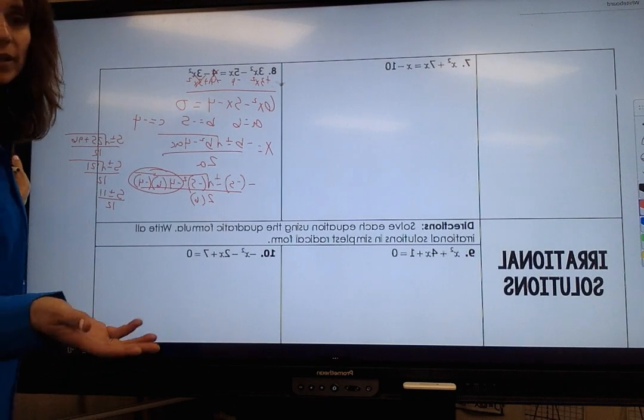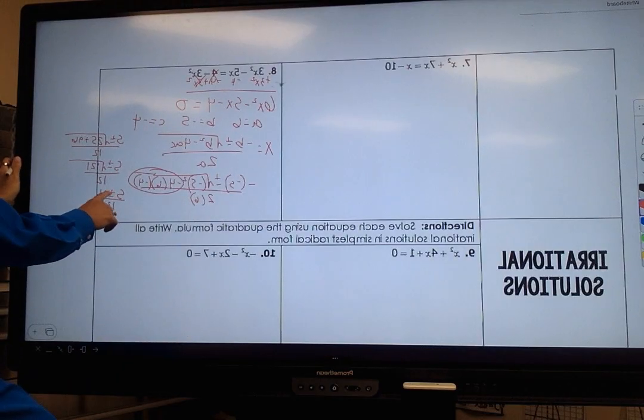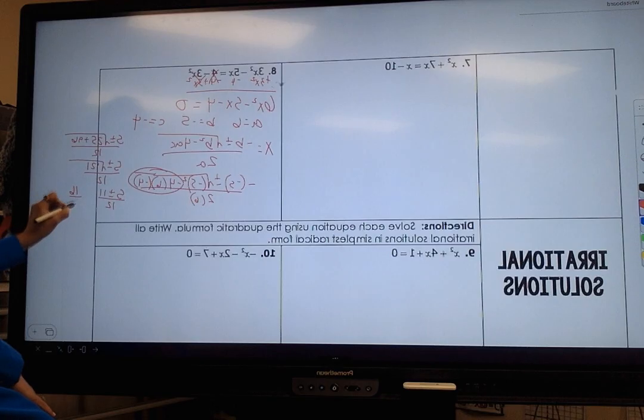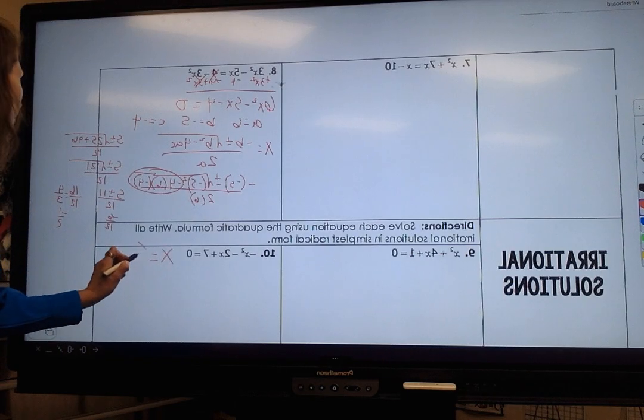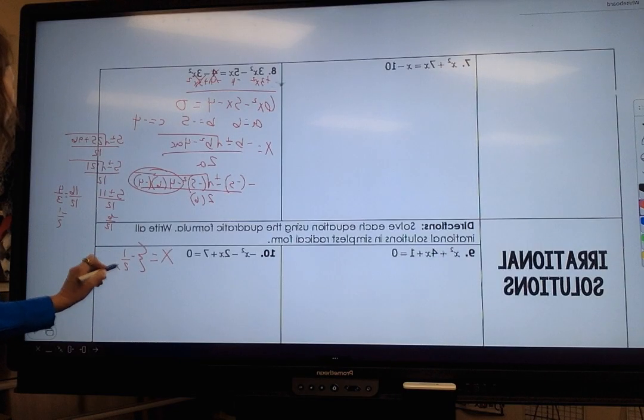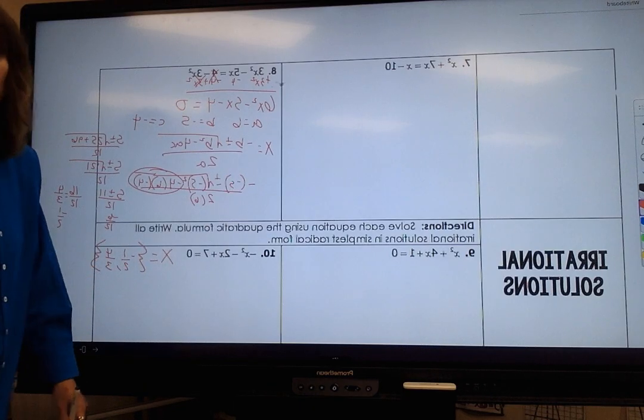And now I simply do those problems. I have 5 plus 11 is 16, and 16 over 12 can be reduced to 4 over 3, so I get 4/3. And then I have 5 minus 11, which is -6, and -6 over 12 reduces to -1/2. So I'm going to write it in bracket form, least to greatest, -1/2 and 4/3. And that's going to be my example.